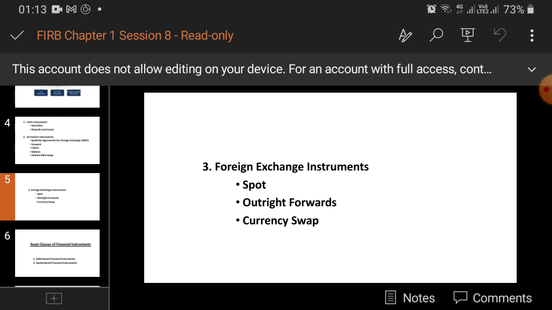Next one, outright forwards. It is a currency agreement in which the actual exchange of currency is done forwardly and before the actual date of the agreed requirement. It is beneficial in case of fluctuating exchange rates that change often. Currency swap. It refers to the act of simultaneously buying as well as selling currencies with different specified value dates.